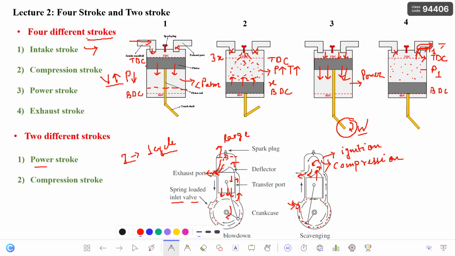The basic difference that you can find is that in a four-stroke there will be valves present, but in a two-stroke there are generally ports: the exhaust port, transfer port, and the inlet port. There are no valves. So this is the summary of the things that were covered in the lectures.